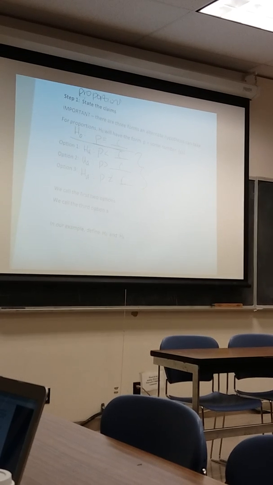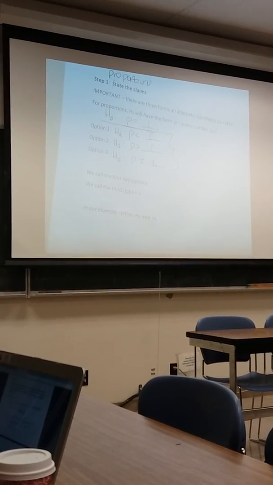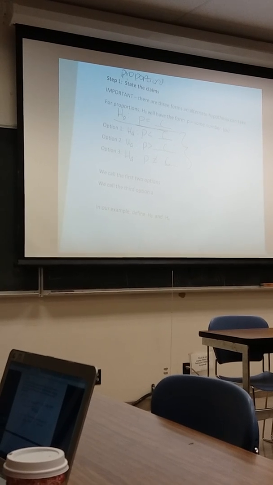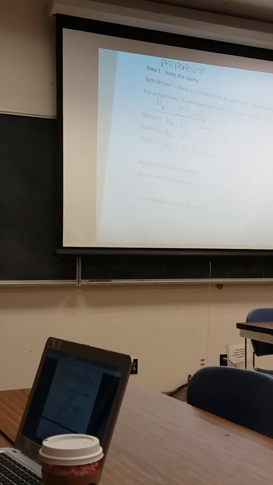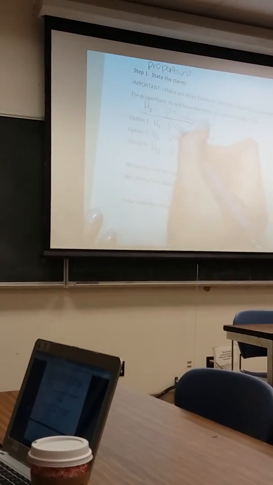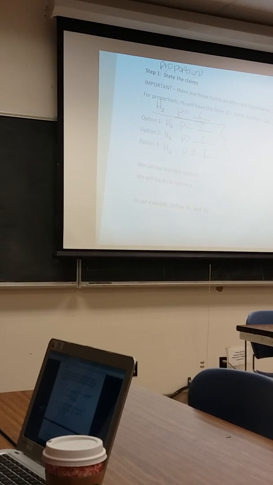So we do want two different things, because what we're trying to do is figure out which of them is true. Can we say that the alternative is true? Do we have enough evidence to say that? They're going to be standing in opposition to each other. We're going to say either P is this, or P is less than this, or P is more than this. How you choose which to use depends on the question setup.